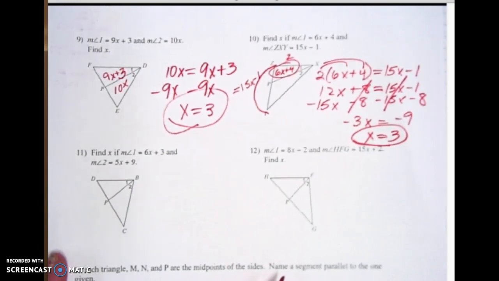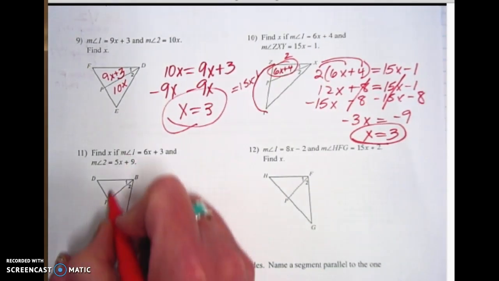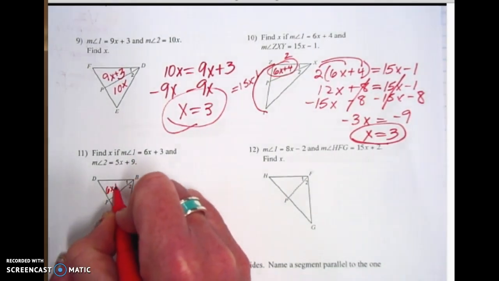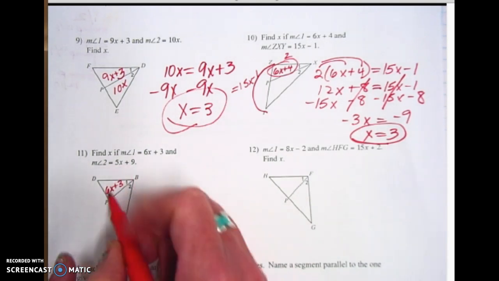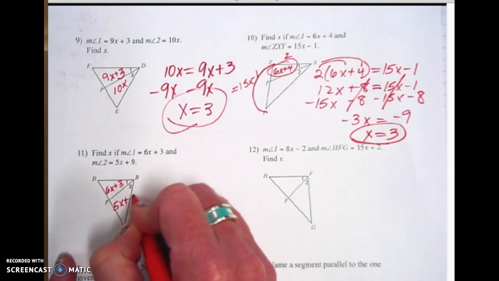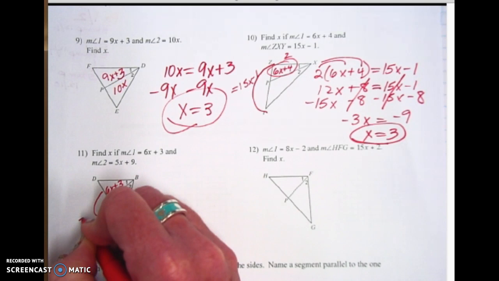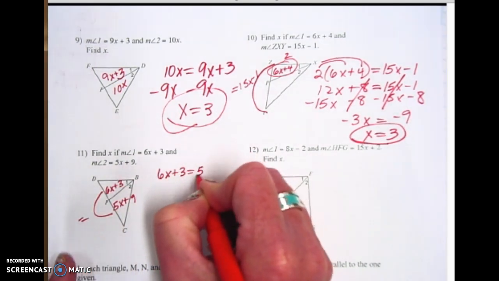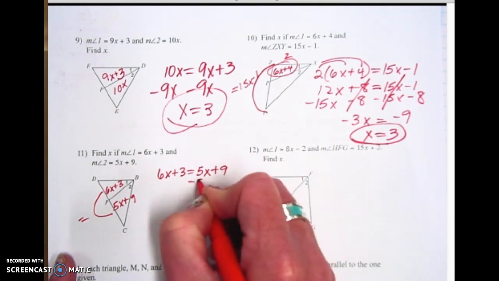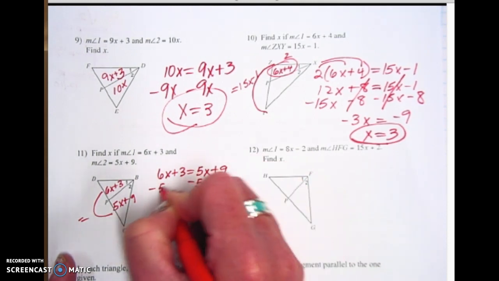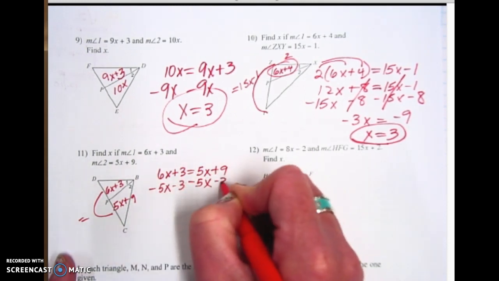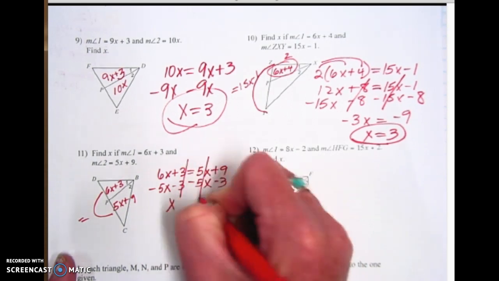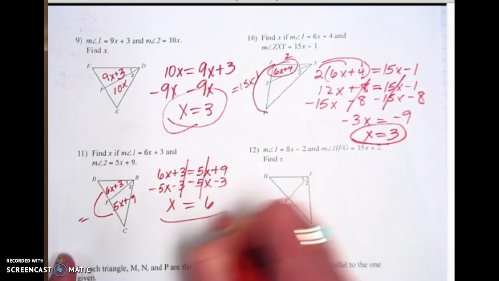So when we divide both sides by negative 3, we get x equals positive 3. Number 11. Angle 1 is 6x plus 3, so go ahead and label it. Angle 2 is 5x plus 9, so label it. These two should be equal to each other. Let's put an equal sign between them. And subtract 5x from both sides. Subtract 3 from both sides. We get x equals 6.